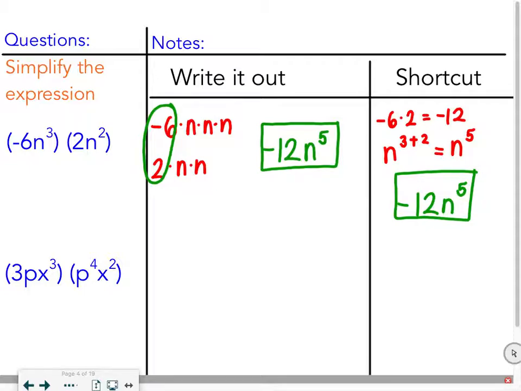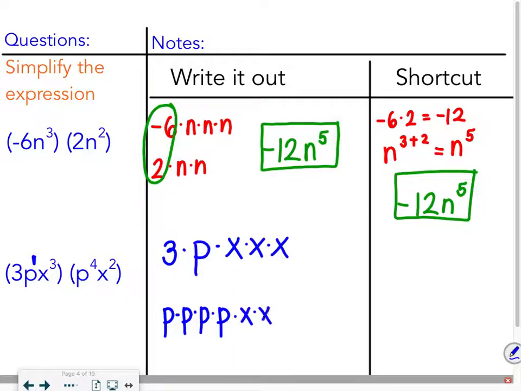All right, same thing, 3px to the third. So 3 times, if it's just p, then remember that's just one of them, and then I have 3 x's. Keep in mind that the exponent just goes with the individual variable at this point. So that means 1p, 3 x's. And then on the bottom, I have 4 p's and 2 x's. Since I only have the one constant, the 3, it's just 3, I have 5 p's, and then I have 5 x's.